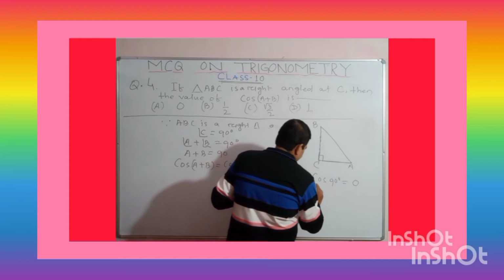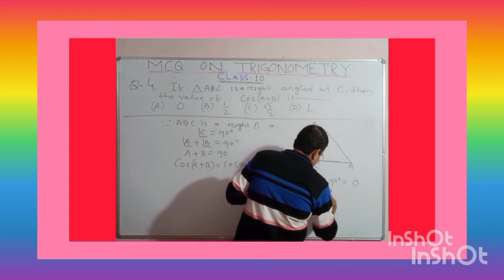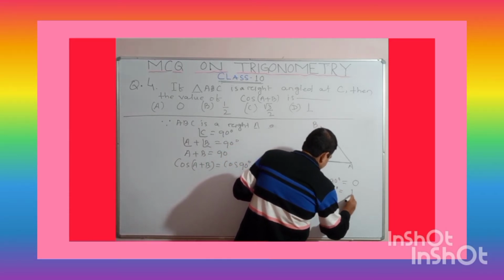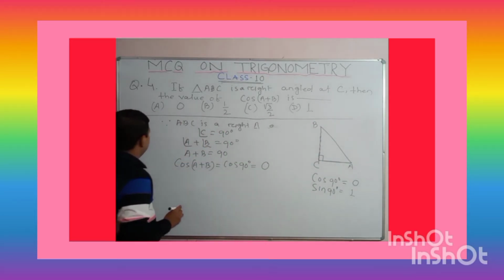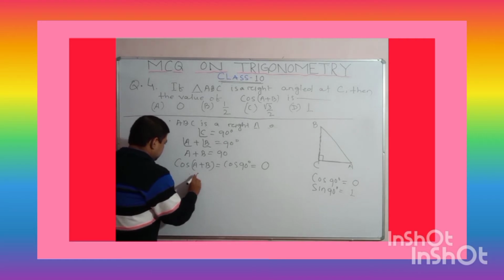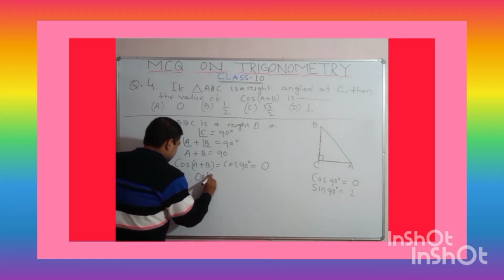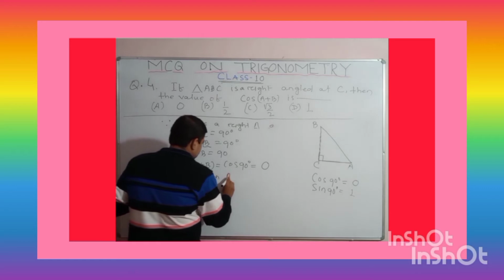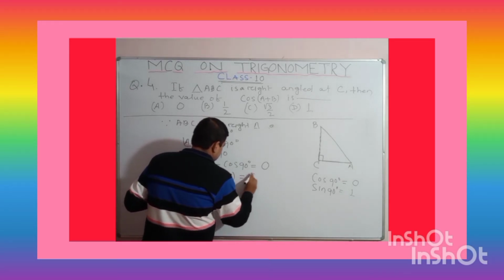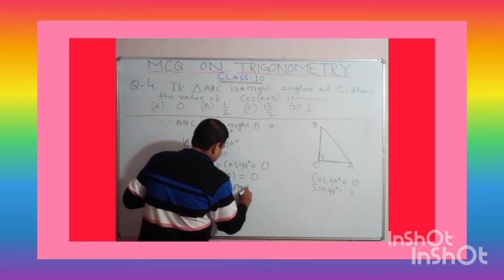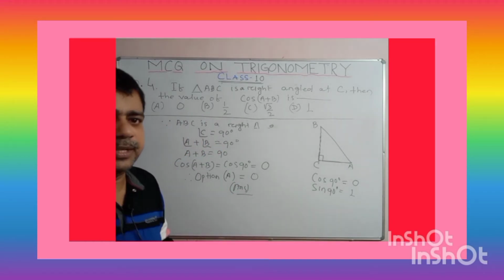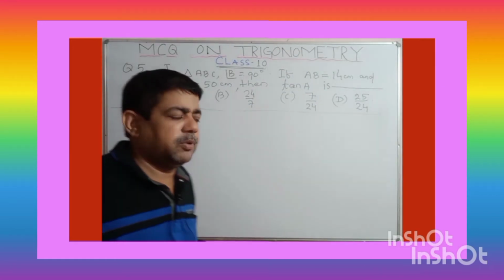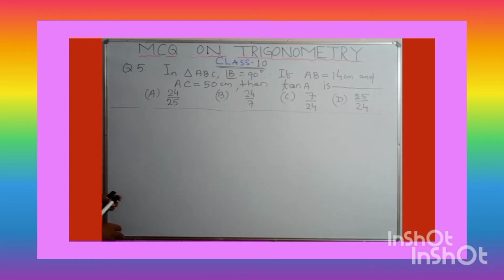And sin 90 degrees is 1, yes or no? So here cos(A + B) is 0. Which is the correct option? Hence option A is the correct option, 0. Is it clear? Okay, so here I am discussing MCQ question number 5.